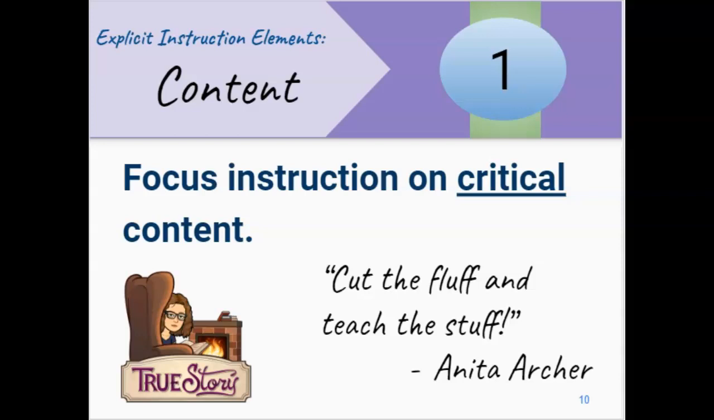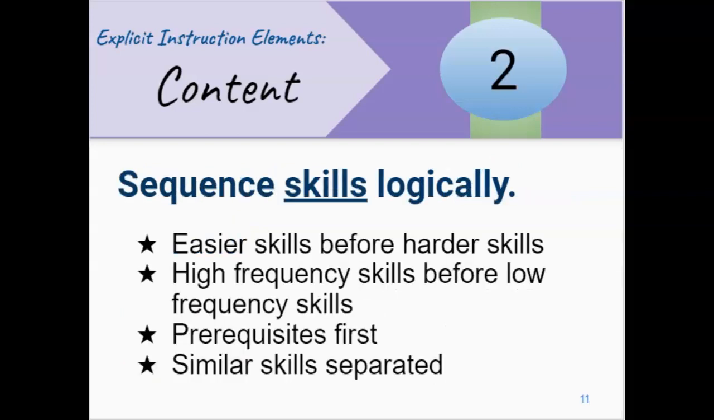So when we're going to go in and teach a student what they need to do to be successful in a social situation, in the classroom, or working with peers, we need to focus our instruction on the critical content and make sure that students know step by step what they need to do to be successful. We also want to make sure that we're sequencing skills logically. So thinking through all of the things a student needs to do to be successful in the hallway.